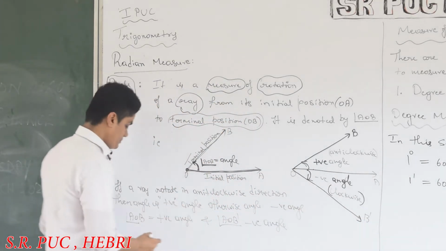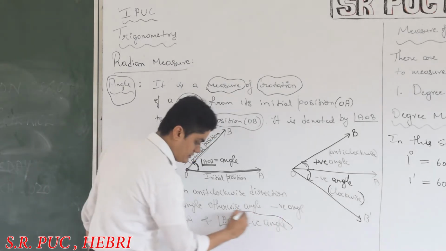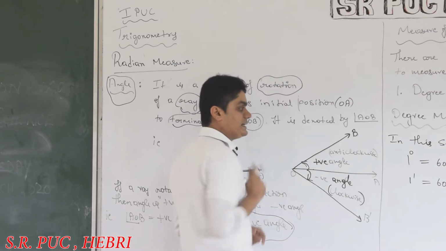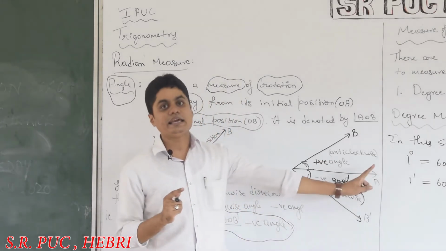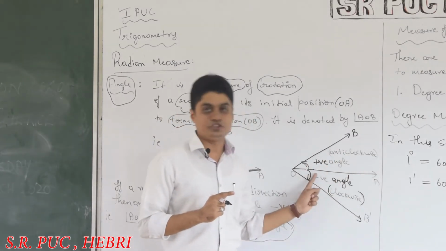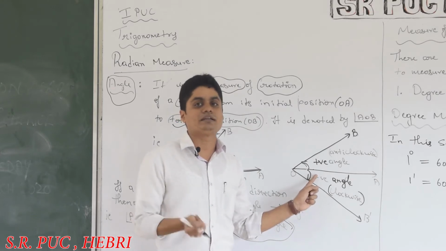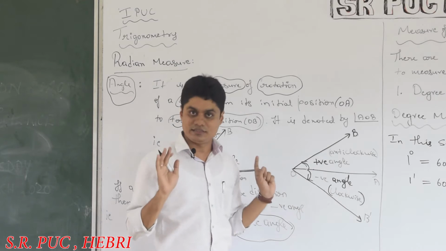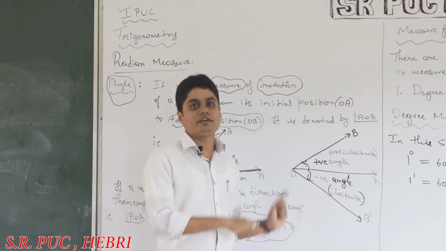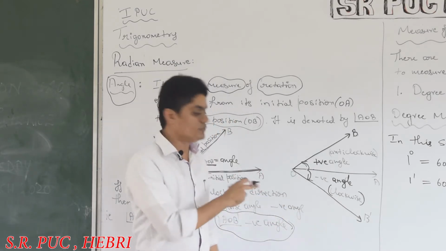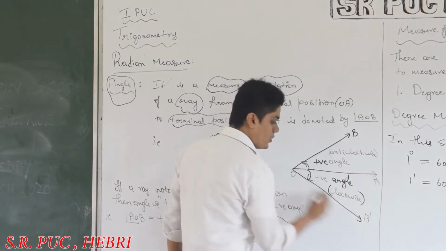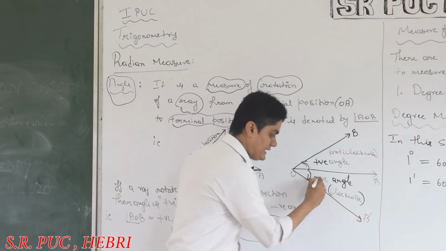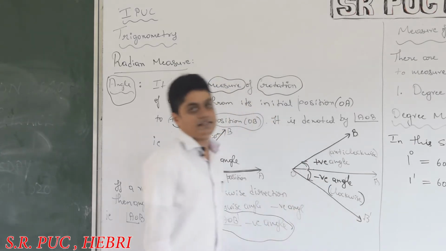In the same way, if a line rotates from its initial position in the clockwise direction, then the angle formed by that ray is always negative. So in this diagram, which angle is positive? Angle AOB is a positive angle, because this angle is formed by the ray when it rotates in anti-clockwise direction. If the same ray rotates in the clockwise direction, then what is the angle here? AOB dash. Then that angle is always a negative angle.